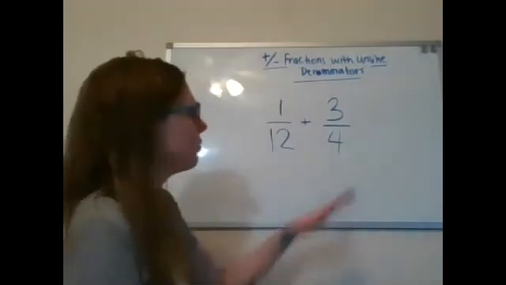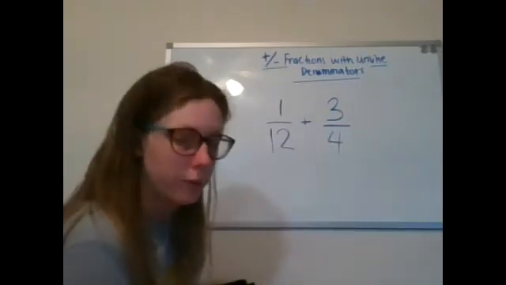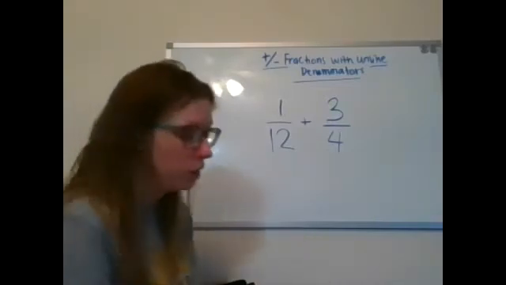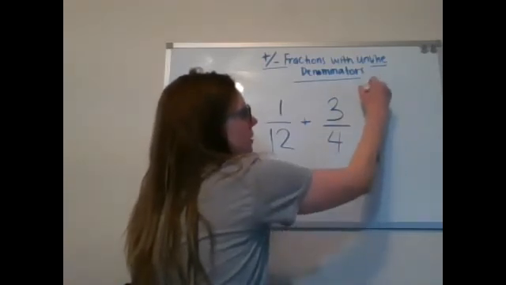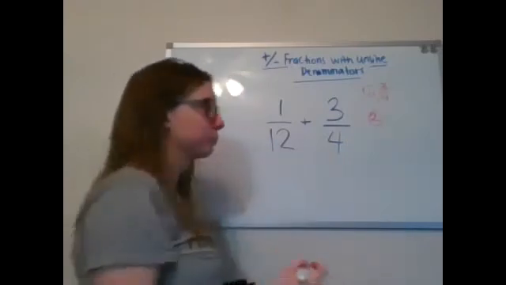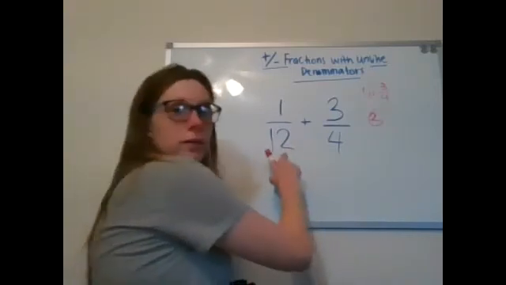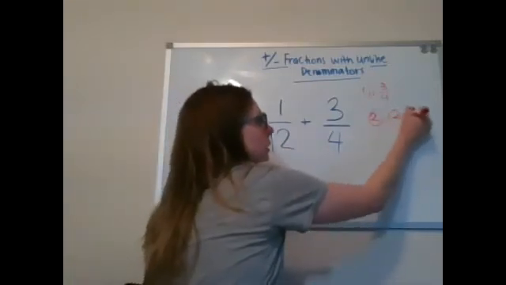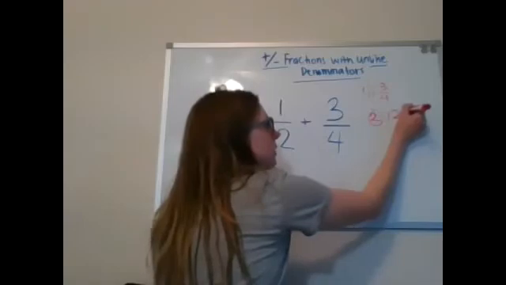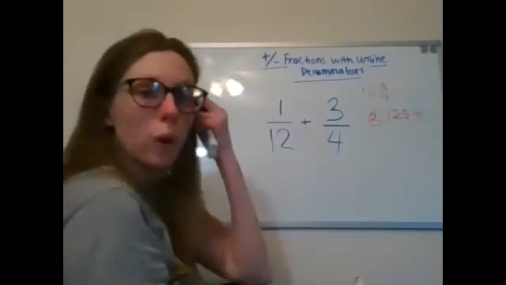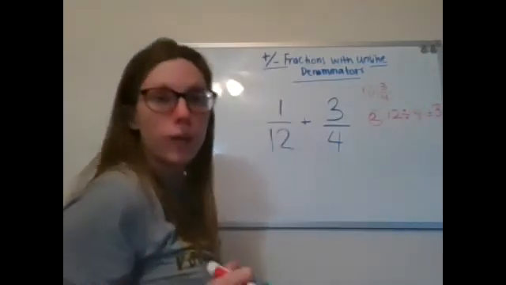Okay, so we've already determined that we're going to change 3 over 4 because it has the smaller denominator. So now what we have to do is figure out what our multiplier is. I'm going to make this step 2, because step 1 we said we have to change 3 over 4. So step 2, we have to find our multiplier. The way we do this is by taking our bigger denominator, which is 12, and dividing it by our smaller denominator, which is 4. It's kind of hard to see over there. Sorry about that. There we go. So 12 divided by 4 is 3. Therefore, we know that 3 is our multiplier.